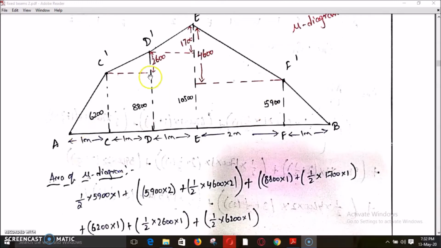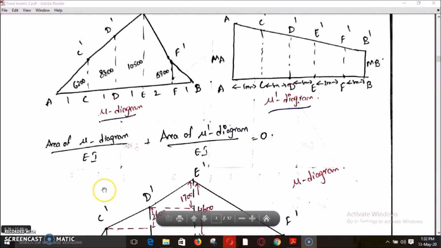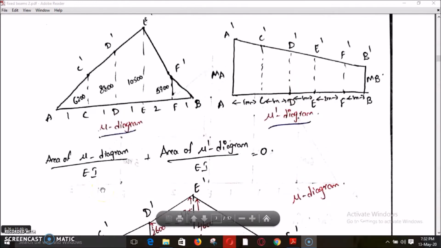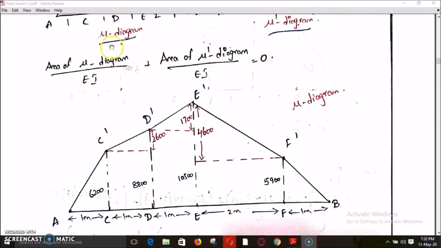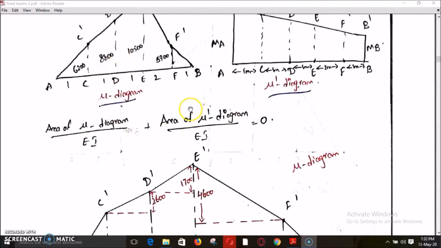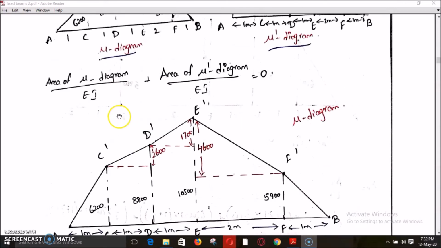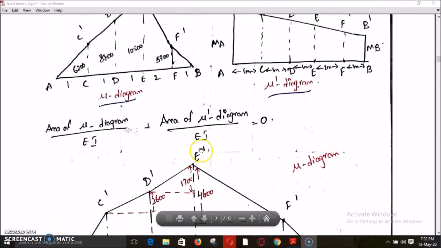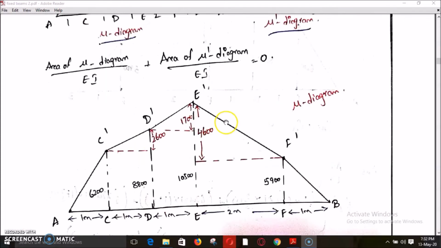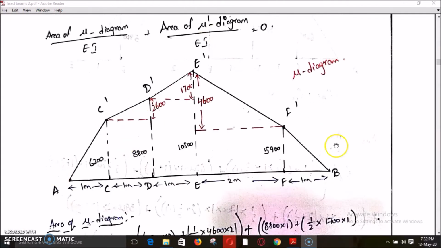First I am finding the area of the mu diagram. In previous cases, since we had only one load case, we directly took these areas and added them. But since it is a little confusing here, first I am taking the area of this mu diagram, later I will consider the area of the mu dash diagram and add them. So this is my mu diagram.